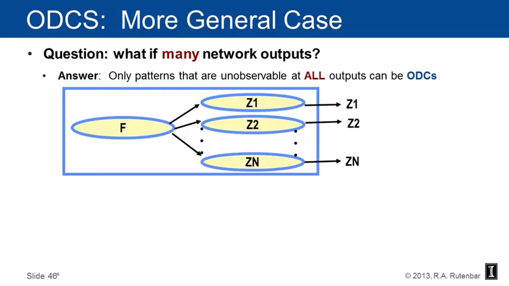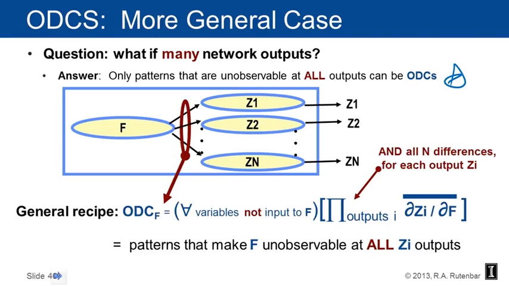Now, we're not quite done yet. We have a new problem. What if F passes through many outputs and is an input to many Z nodes, Z1, Z2, dot, dot, dot, Zn, each of which make a primary output? Well, the big idea is that only the patterns that are unobservable at all of the outputs can be observability don't cares, because as soon as F affects even one of those nodes, then it's not masked, and I can't make it a don't care. I have to be careful that I compute the right value.